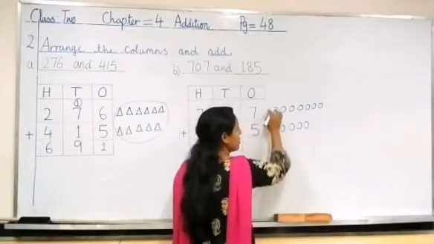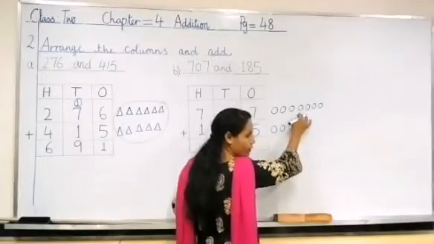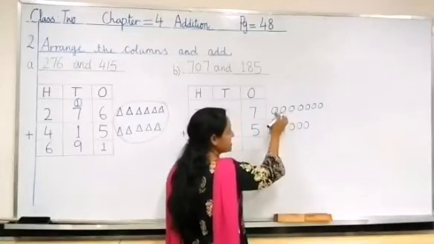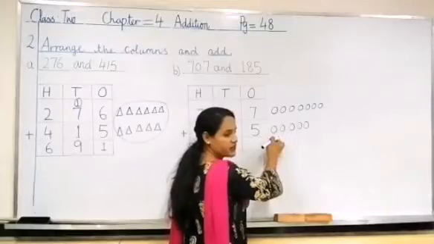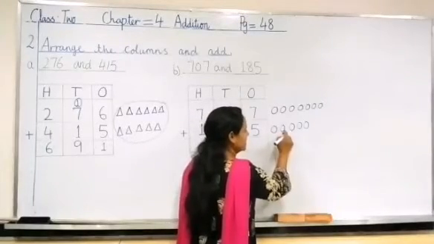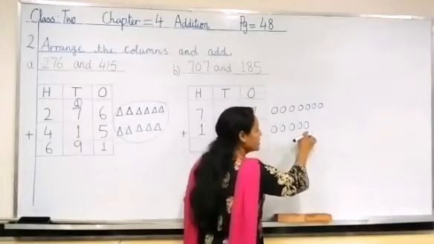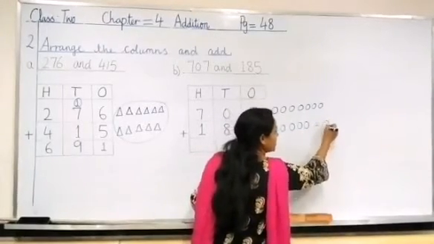Now we will count all together. 1, 2, 3, 4, 5, 6, 7. What comes after 7? It's number 8. After 8, number 9. Then 10. Then 11. And then 12. So answer is number 12.